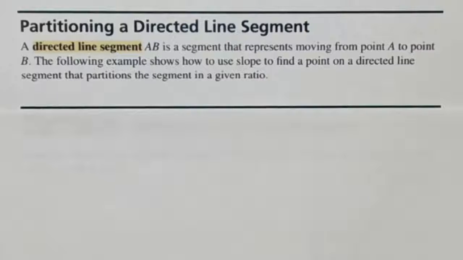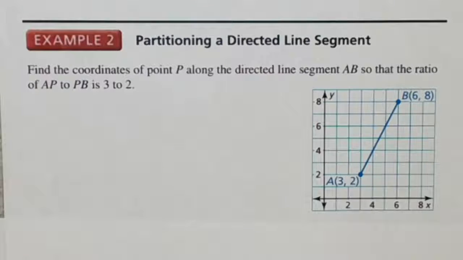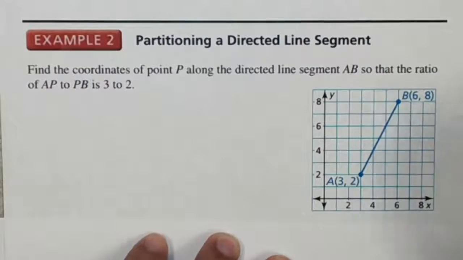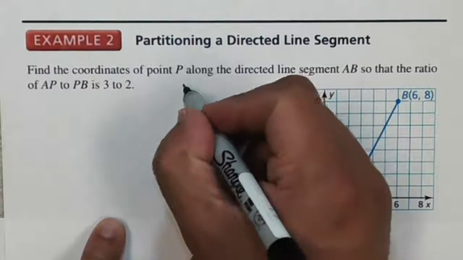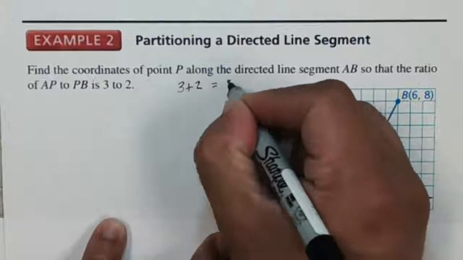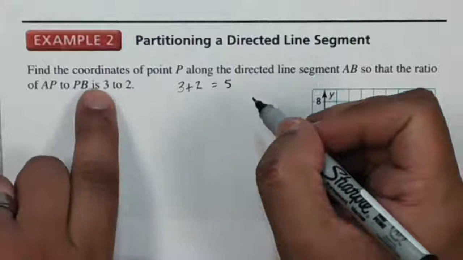Next we have partitioning a directed line segment. We've done this before. We did it on a number line, but we're going to take that idea of partitioning and put it in the coordinate plane. Now for this example 2, it says find the coordinates of point P along the directed line segment AB so that the ratio of AP to PB is 3:2. So what I want is 3 parts to 2 parts. So there's a total of 5 parts. The first thing we need to do, remember, when we did partitioning, we add the 2 parts. So really there's 5 parts.